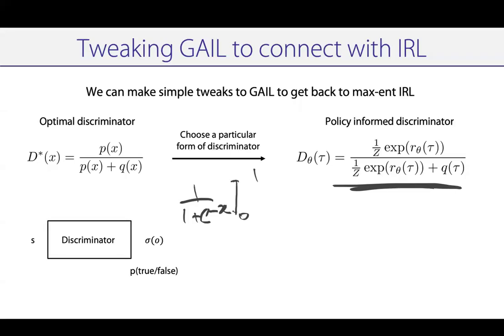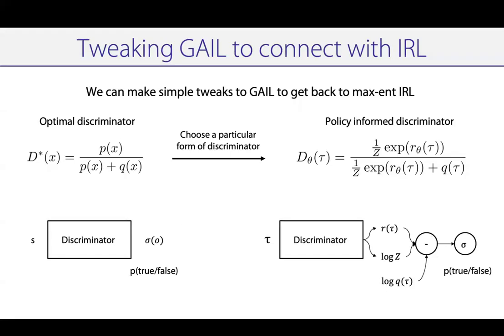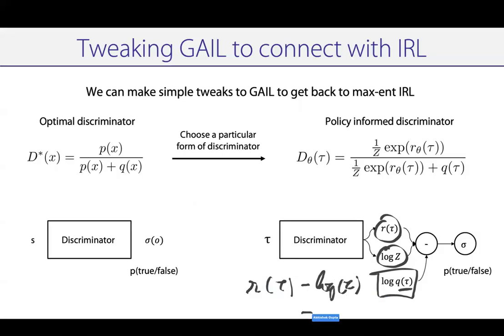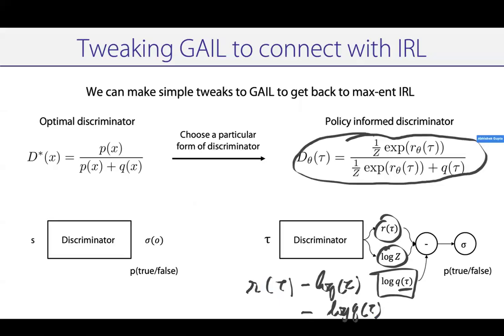What you're going to do here is something slightly different. You're going to stick tau into your discriminator, and then add in a bias term for log z. So you output r, add in log z, and then subtract the log q term. If you take the sigmoid of r tau minus log z minus log q tau, you will end up getting this expression.